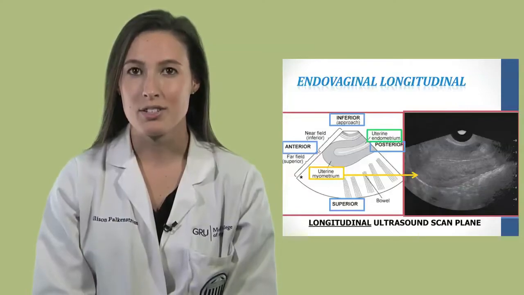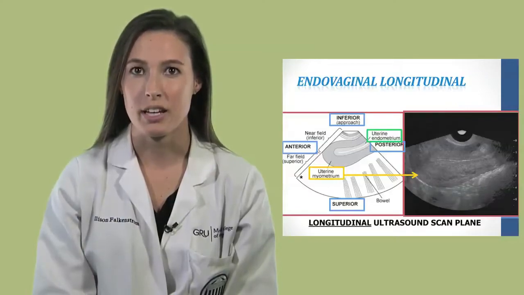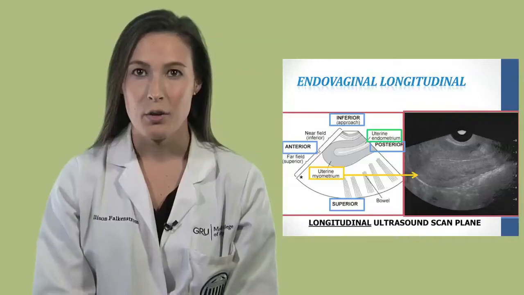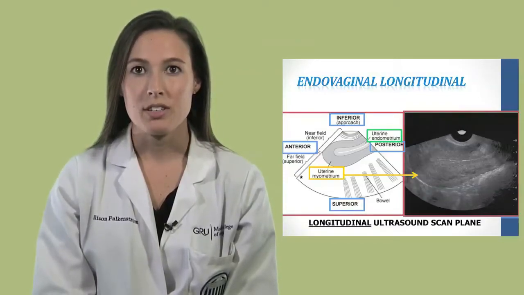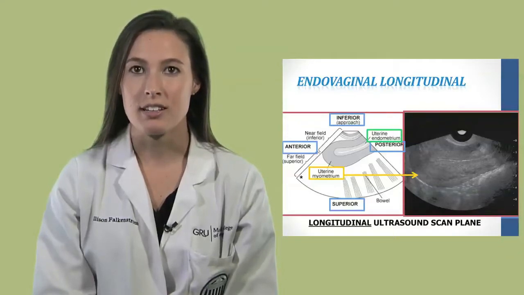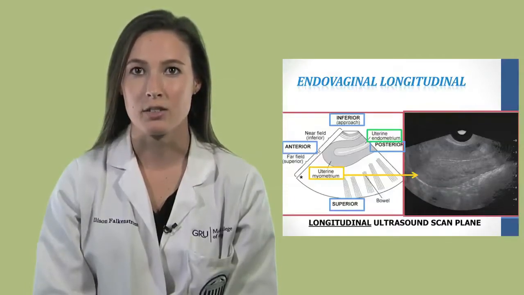It is important to make sure you understand orientation when you begin an endovaginal ultrasound. Remember, this image is in the longitudinal view. When using this orientation, the top of your screen is inferior and the bottom of the screen is superior. The left side of the screen is anterior and the right side is posterior. Scanning throughout the longitudinal uterus can be seen in the following clip.